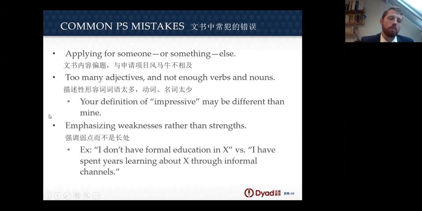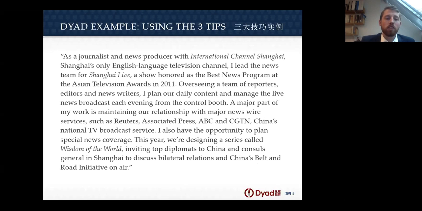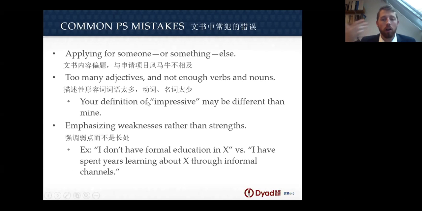Then the next common PS mistake I see is when students emphasize their weaknesses rather than strengths. So even in this student that we just talked about, how strong her personal statement was. In fact, she won a scholarship to LSE, the London School of Economics, which is a phenomenal school. Originally, her personal statement said something along the lines of, I don't have formal education in X, in her case, journalism. So it was a matter of shifting the emphasis, instead of showing the weakness, which is she doesn't have formal education, to emphasize her strengths.